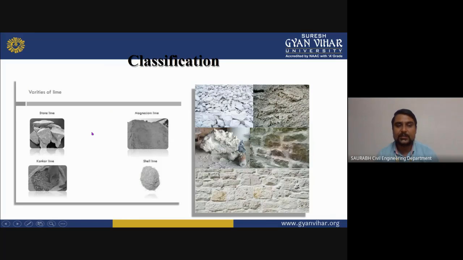As you can see here, these are varieties of lime. There is stone lime and magnesium lime, shell lime, and there is also clinker lime. And this is the image of stone lime, and magnesium lime looks like this. And clay lime will look like this when it is not in the form of powder, and clinker lime will look like this.